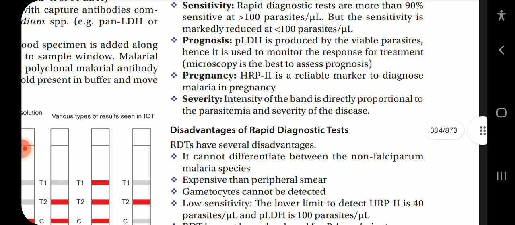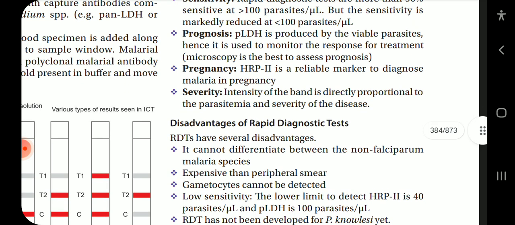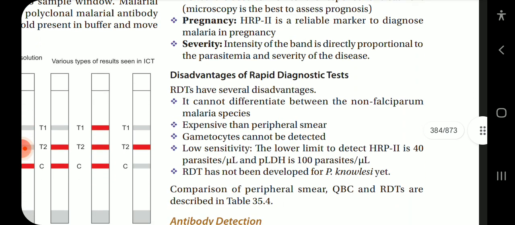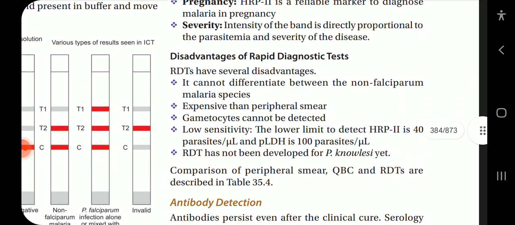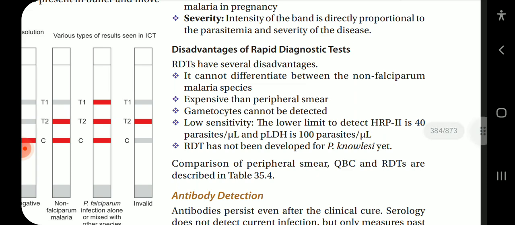Prognosis. PLDH is produced by the viable parasites, hence it is used to monitor the response to treatment. Microscopy is best to assess prognosis. Pregnancy. HRP2 is a reliable marker to diagnose malaria in pregnancy. Severity: the intensity of the band is directly proportional to the parasitemia and severity of the disease.